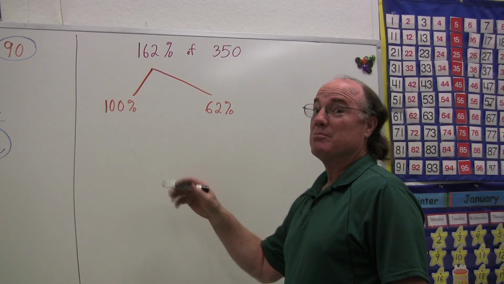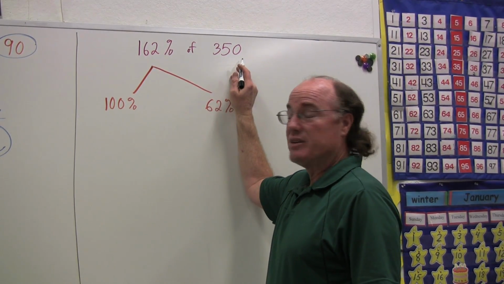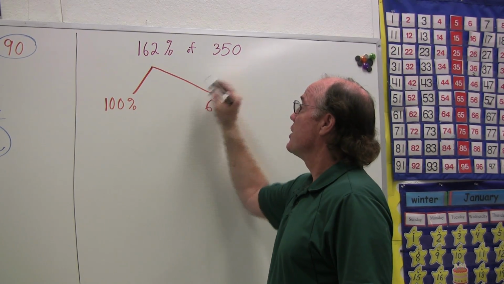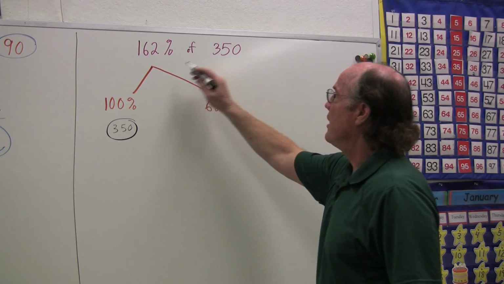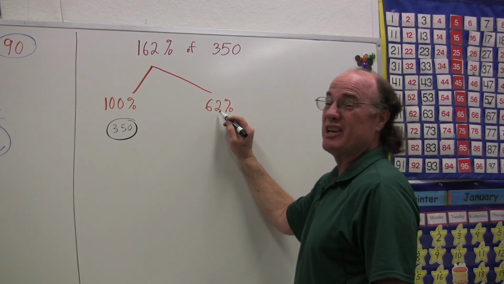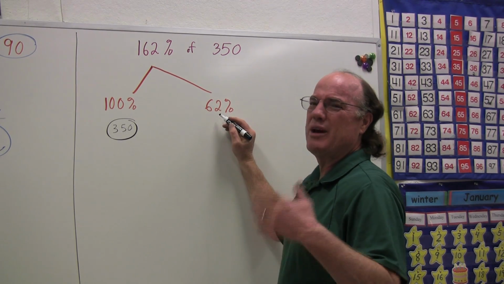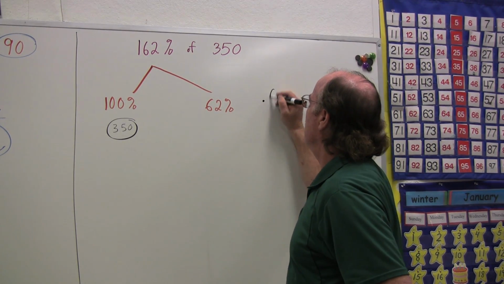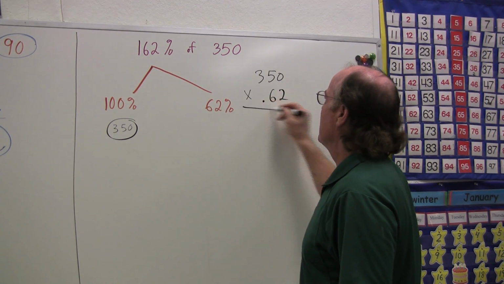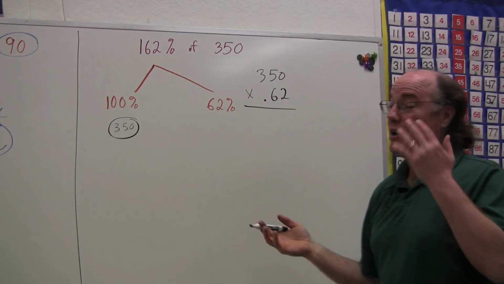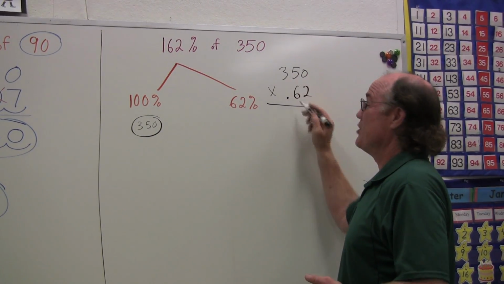Okay, now 162. Now our last problem, another difficult one, is 162% of 350. Well, if we take 100% of 350, that's 350. And then if we take 62% of 350, I don't think we want to turn 62% into a fraction. So we'll go 0.62 times 350. Now most of the time, I don't like to ask sixth graders to do this because we have such a high percentage of kids who don't get this problem right.